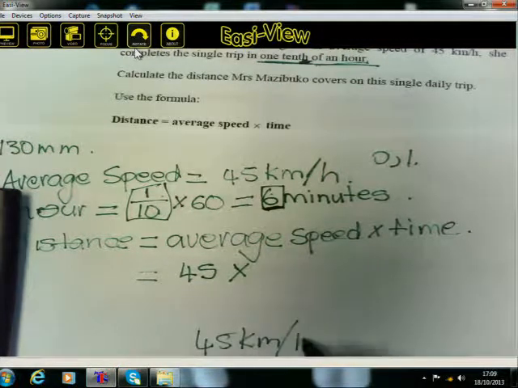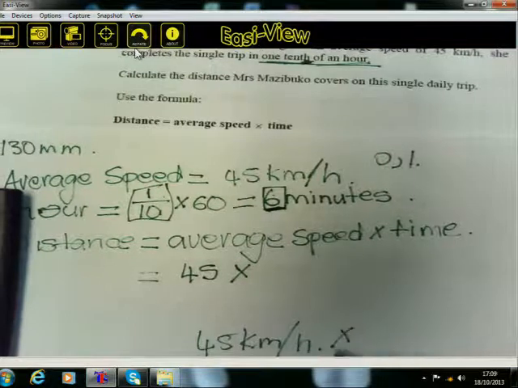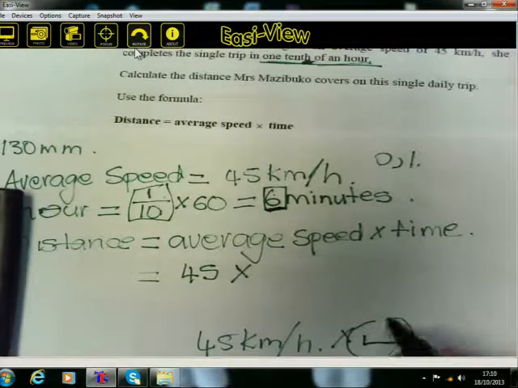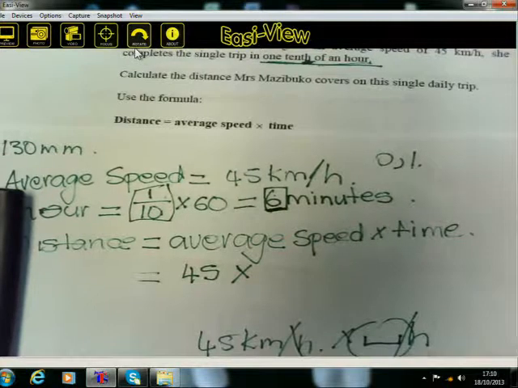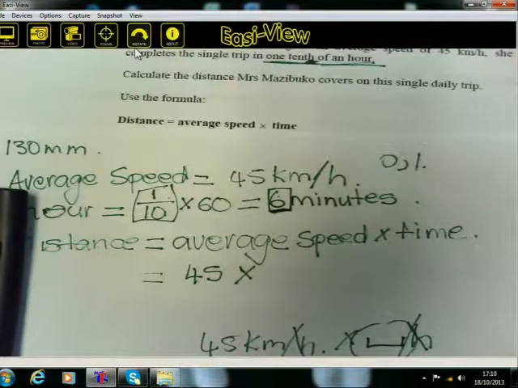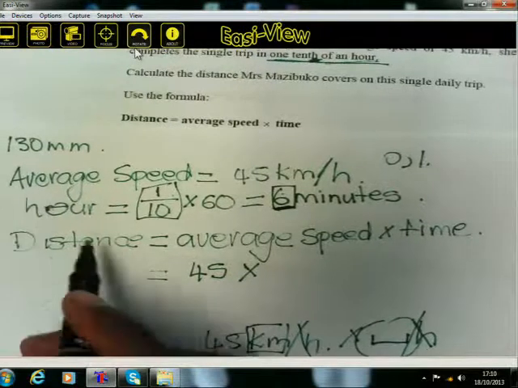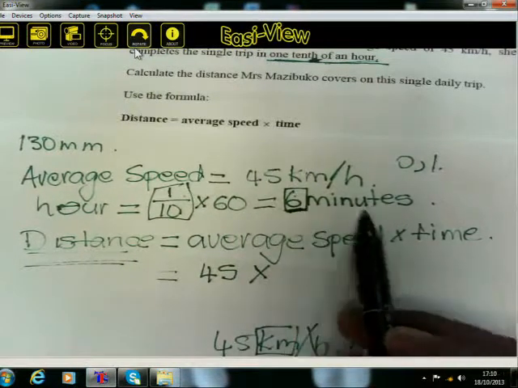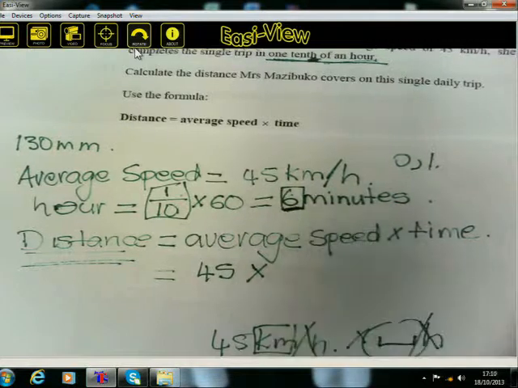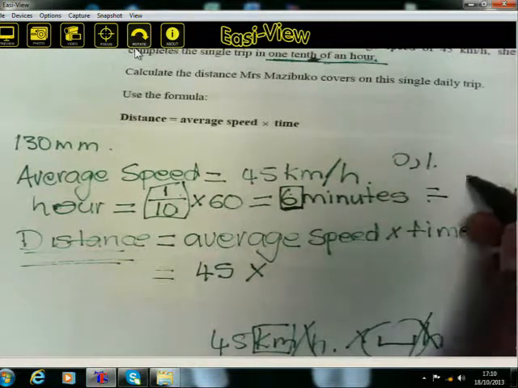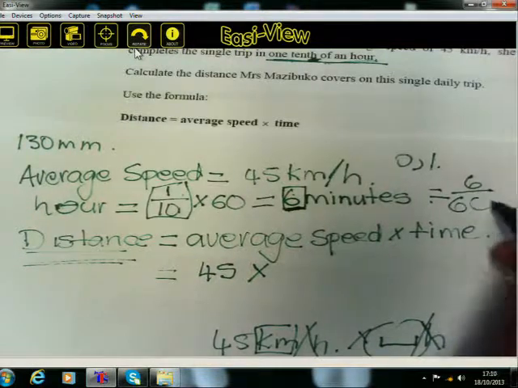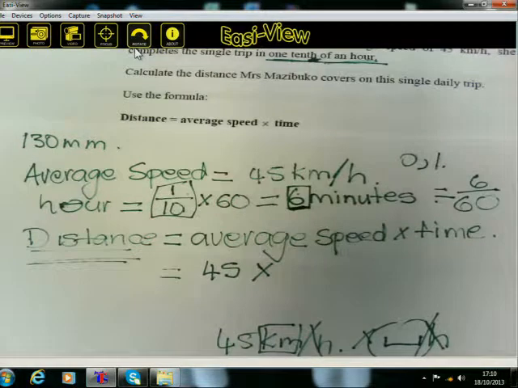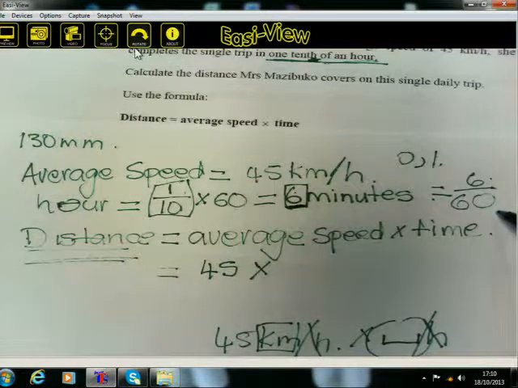kilometers per hour, which means we must multiply by time. Our time must be in hours, so that it can cancel this one, and our answer, our unit must be kilometers. Remember, because distance is measured in kilometers. Now we are having our time in minutes, which means now we are having 6 out of 60.